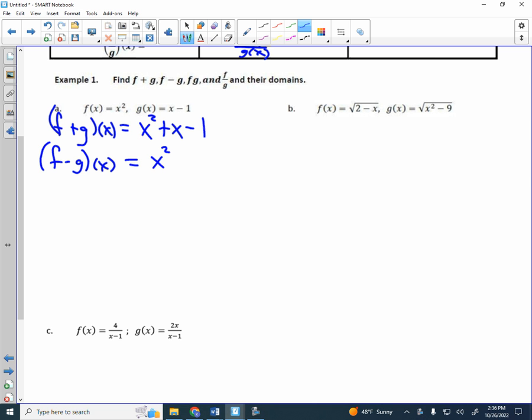X squared minus x plus 1, because you have to distribute the negative sign. Everybody agreed? Distribute your subtraction sign so that minus is going to change to a plus.